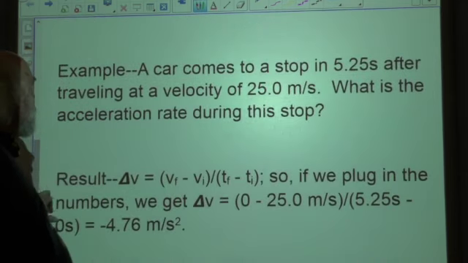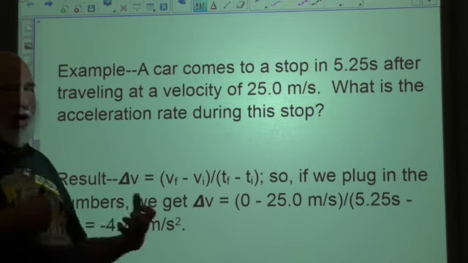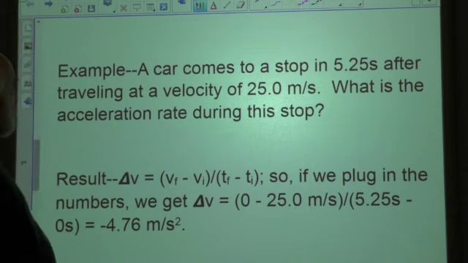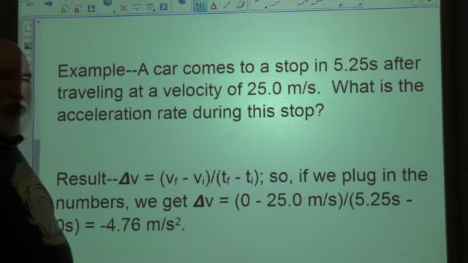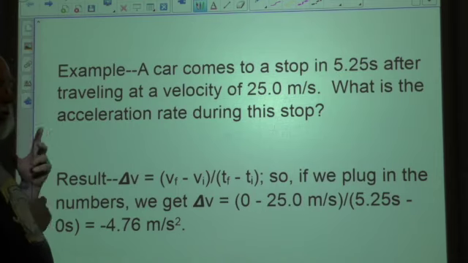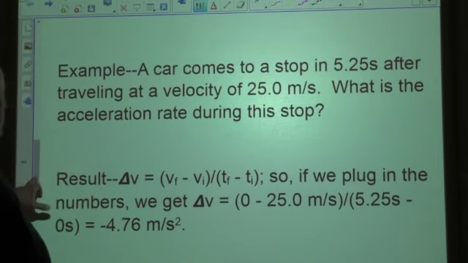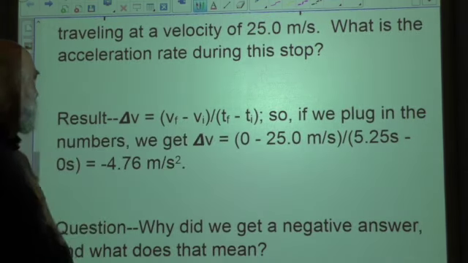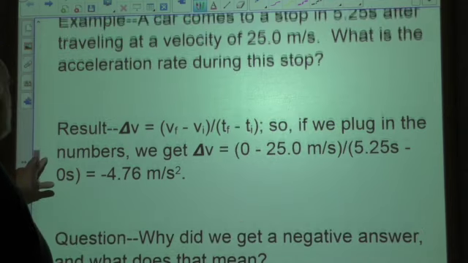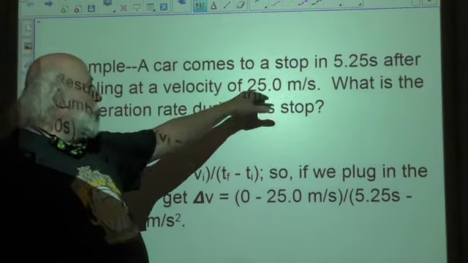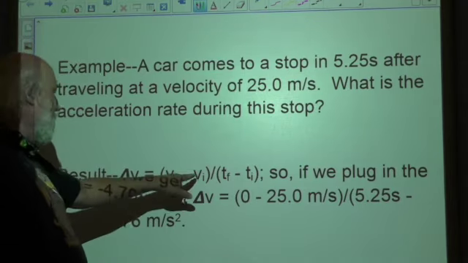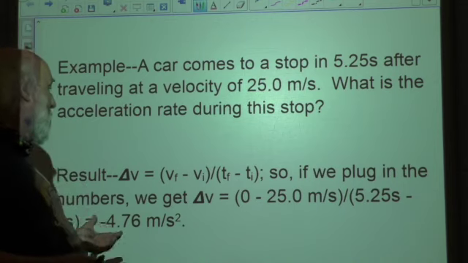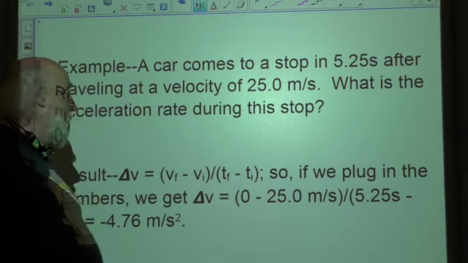Let's do another example so we get another concept of acceleration. A car comes to a stop in 5.25 seconds after traveling at a velocity of 25.0 meters per second. What is the acceleration during the stop? All right, so again, A is delta V over delta T, which is VF minus VI over TF minus TI. So we plug in the numbers. We know that at the beginning, you're traveling 25 meters per second. So that is your initial velocity, that goes right there. If you are stopping, that means you are not moving anymore, so that's 0 for your final velocity, that's going to go right there.